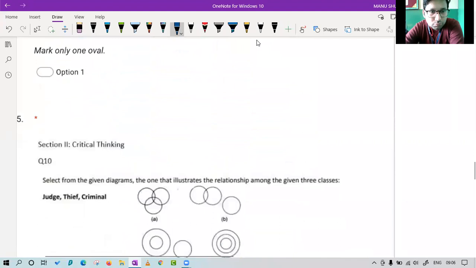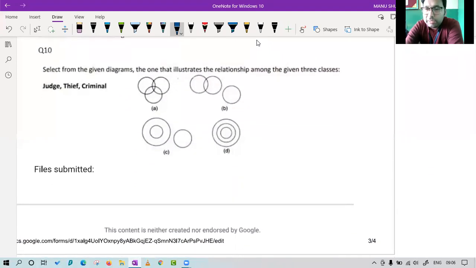Now, last but not the least. Now tell. In this, we call these Venn diagrams. Abhinav, very good. Class, try to understand the relation between judge, thief, and criminal. First, tell me. No, this is just for your practice. Don't worry about that. Just to open your minds, these kinds of questions are there.